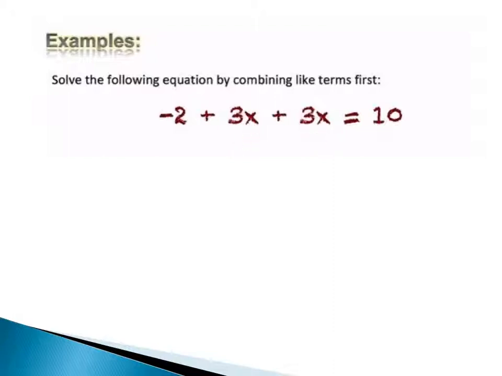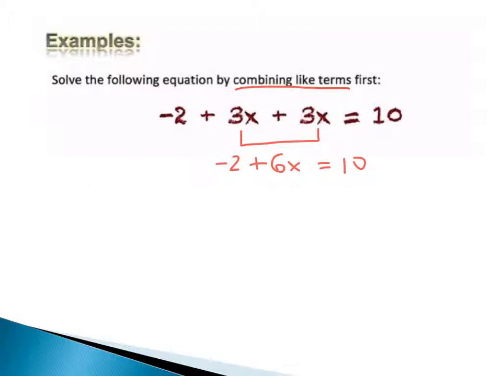If I'm trying to isolate one of them, which one do I isolate? Well, notice that they're both x, the same variable. So what I can do first in this one is combine like terms. I can apply that idea that we used last chapter. So I see that 3x plus 3x, combining those, gives me 6x. Everything else in the equation stays the same.